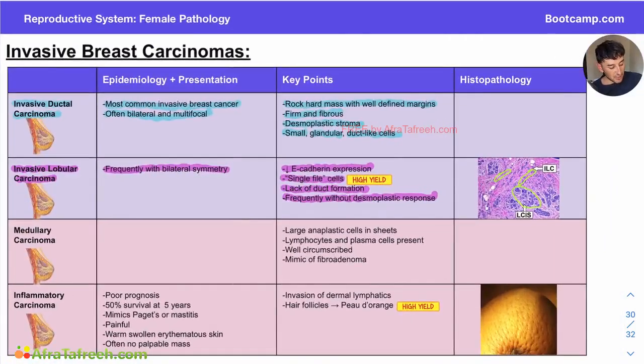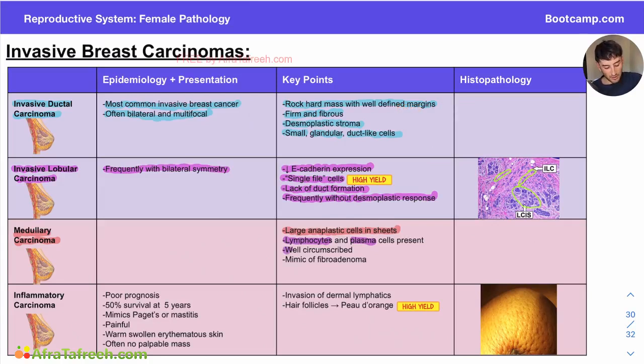Let's move on now to talking about medullary carcinoma. And this is going to be characterized by specific molecular things that you have to know with regard to this cancer. It's unlikely that you're going to get histological images, but you're going to have to know that these are large anaplastic cells in sheets and that they're going to be lymphocytes and plasma cells. So I want to highlight this in purple because I think of lymphocytes and plasma cells as really purple cells with big nuclei. And so that's a way to really recognize this on test day.